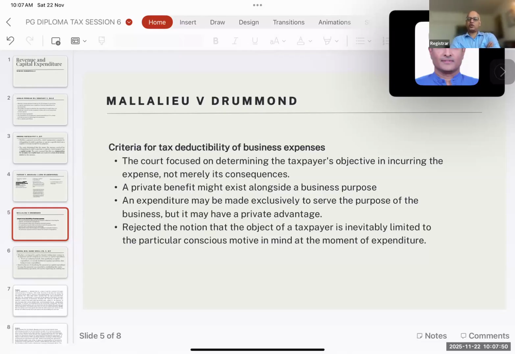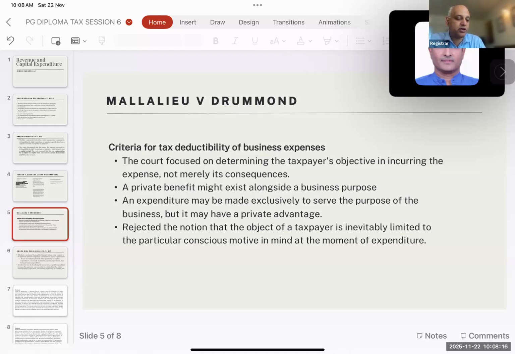So they rejected the notion that the object of a taxpayer is inevitably limited to the particular conscious motive in mind at the moment of expenditure, right? And the House of Lords said, and I'm now reading from note 19, to ascertain whether the money was expended to serve the purpose of the taxpayer's business, it is necessary to discover the taxpayer's object in making the expenditure.